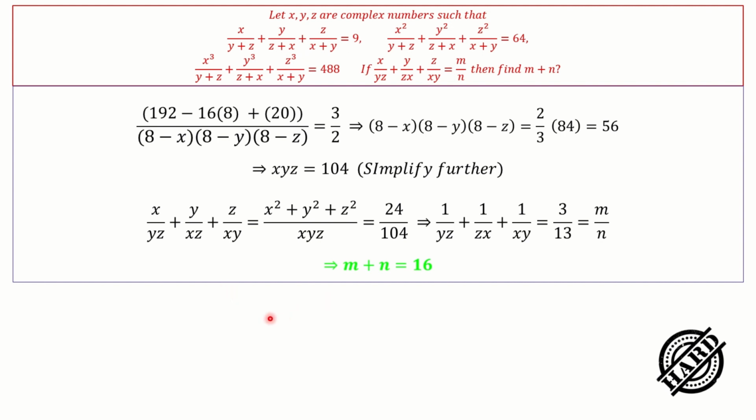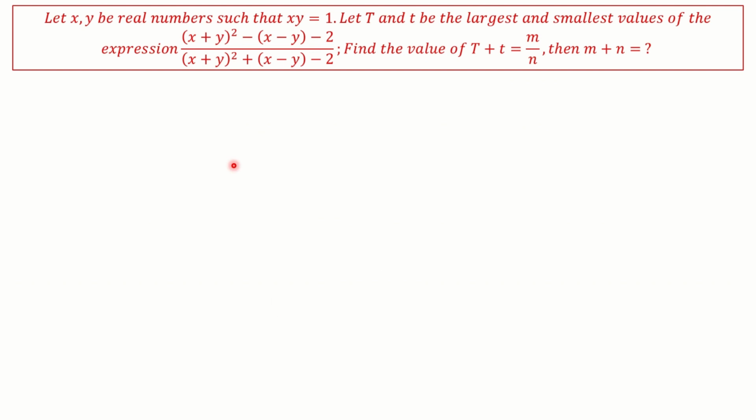Next, let x, y be real numbers such that xy equal to 1. Okay, and let capital T and small t be the largest and smallest values of the expression given here. Find the value of T plus t in the form of m by n and then give the value of m plus n. Okay, the first target is to find the largest and smallest values of this expression.